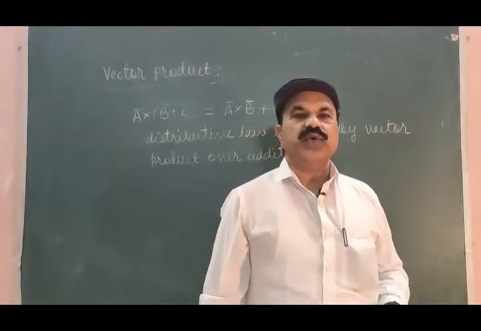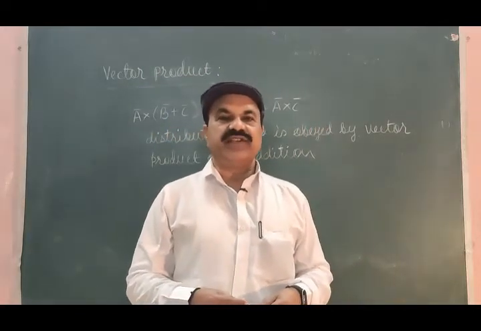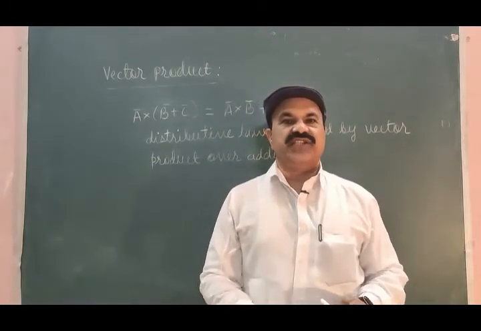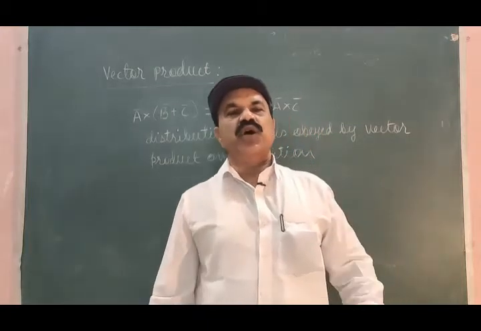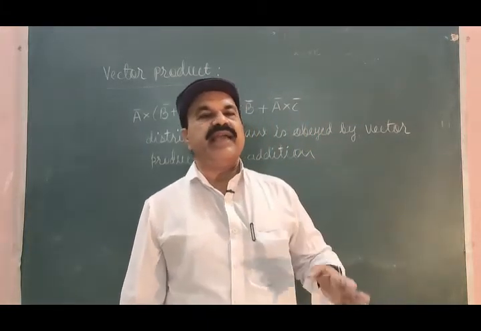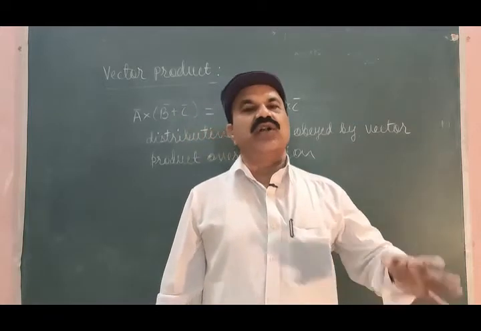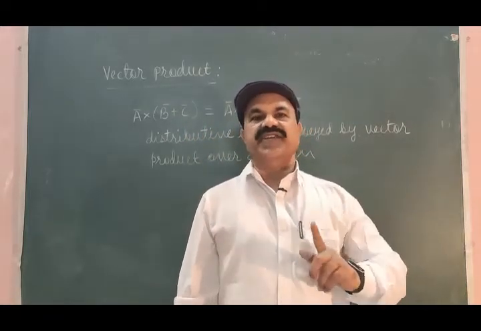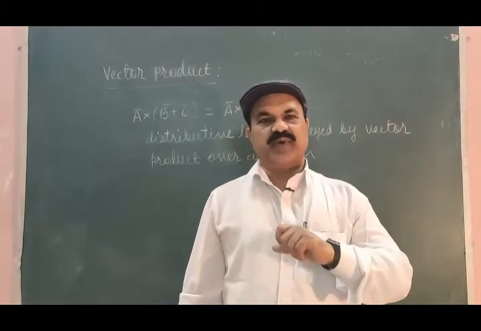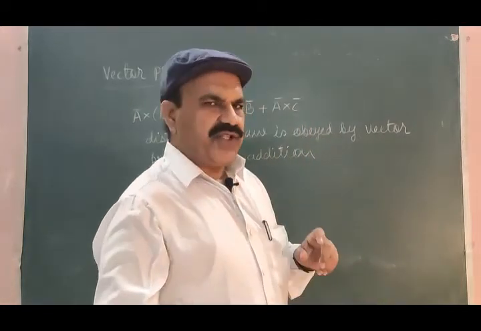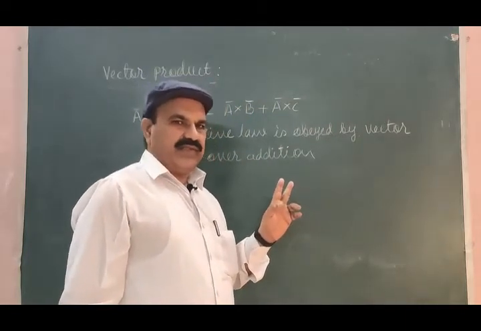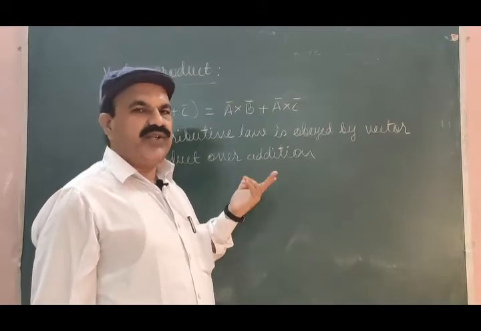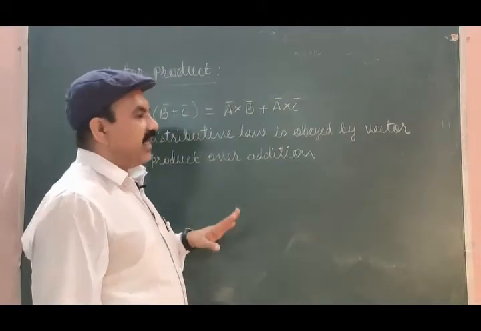The distributive law is obeyed by the vector product, or cross product, of vectors over addition. This is the second property. These two properties are important. There may be more properties, but we do not need to go into them at this level.